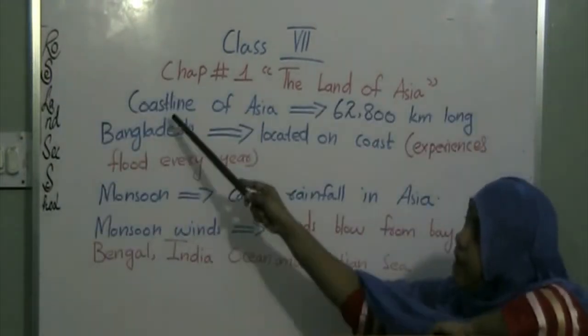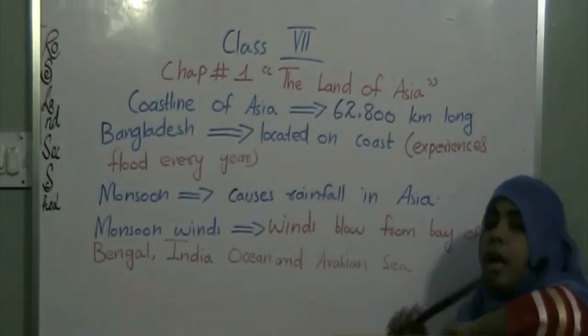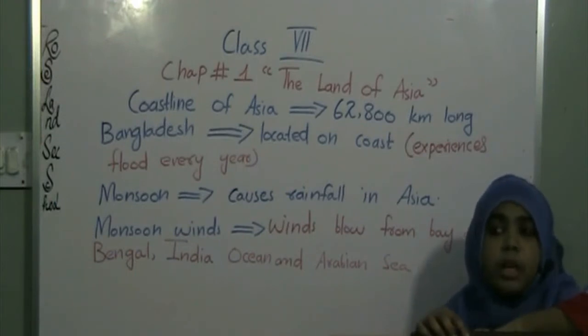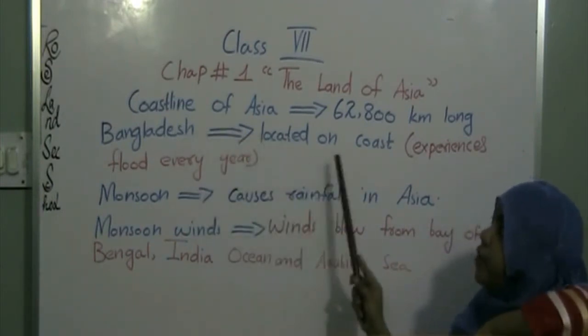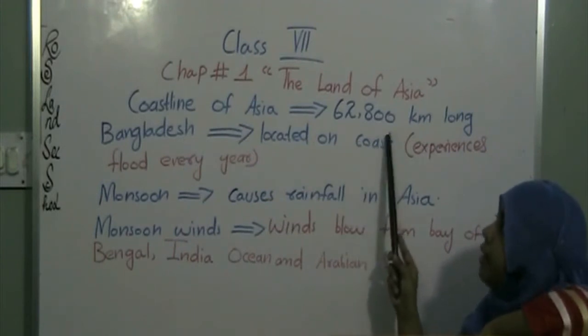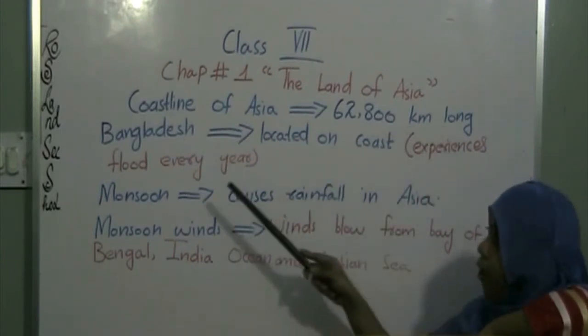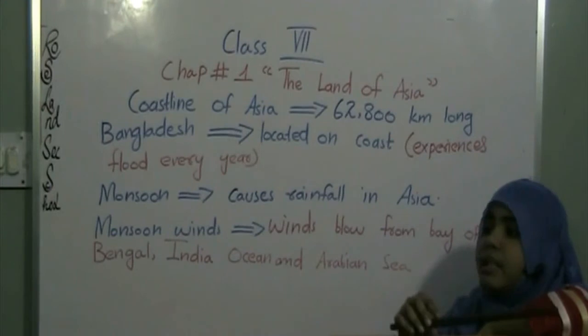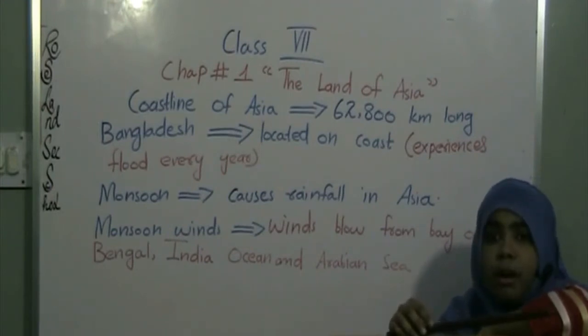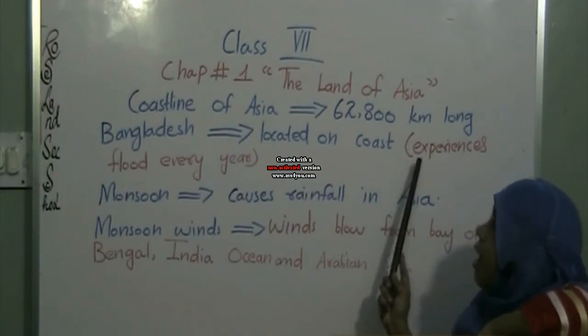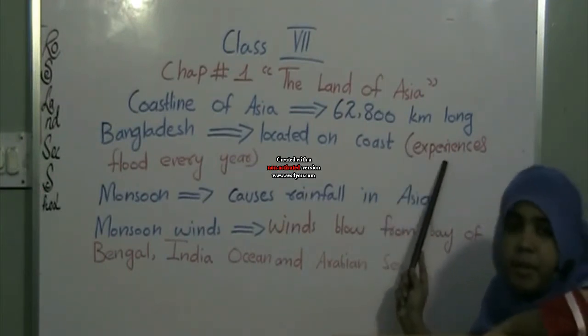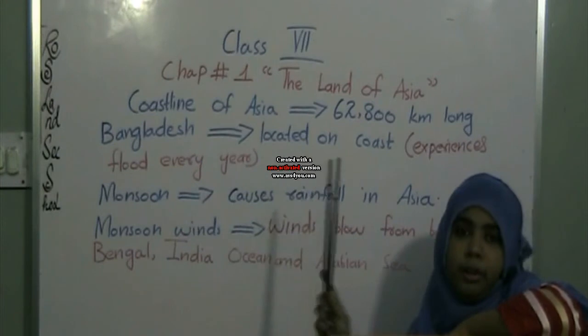Now class, we have the coastline of Asia. What is meant by coast? Basically, the coast is the boundary of an ocean or a sea. And the coastline of Asia is 62,800 kilometers long. There is a country in Asia, Bangladesh, which is located on the coast, due to which it experiences flood every year.